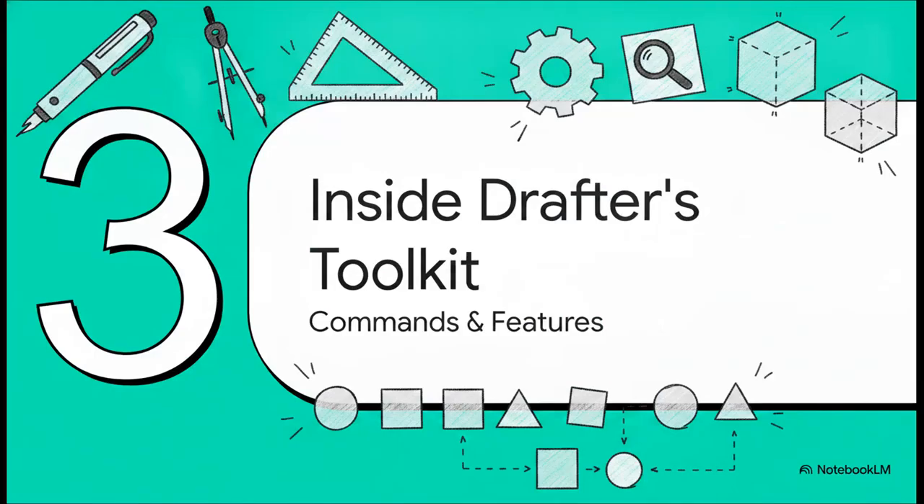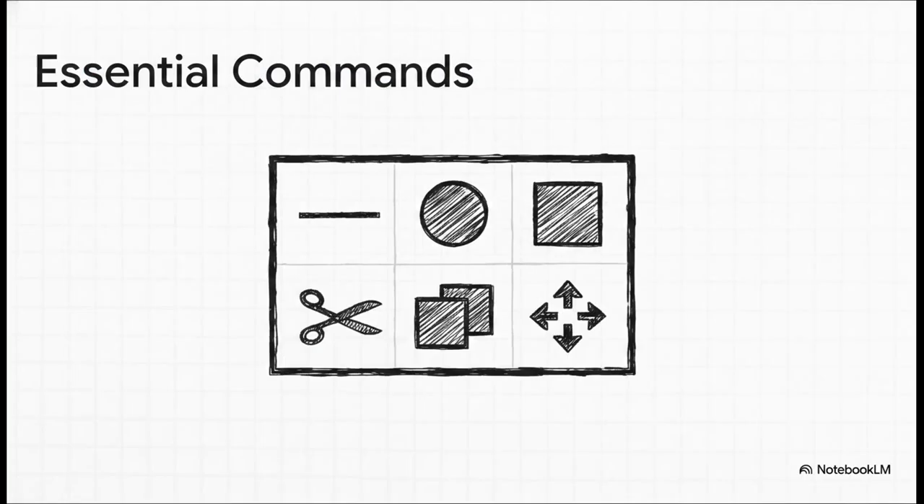Okay, Section 3, inside the Drafter's Toolkit. Let's look at the tools of the trade. I want you to think of these essential commands as the fundamental alphabet you use to write the story of a machine. Inside interfaces like AutoCAD, using the ribbon and command line, drafters rely on core drawing commands.